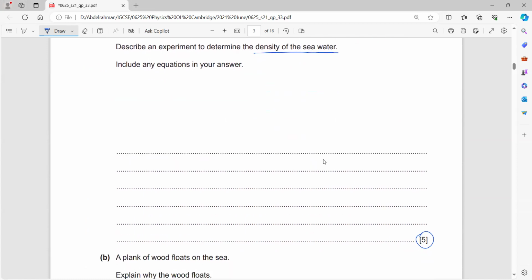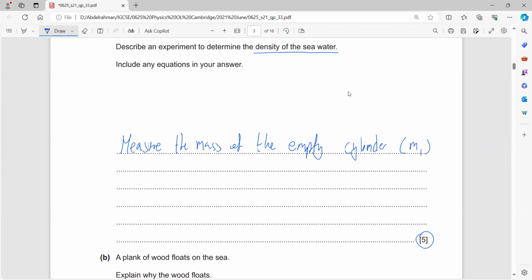What should I do? First of all, guys, the first thing I have to find is the volume of the water. Yes, true. But before that, I need to find the mass of the empty cylinder. Using the balance, I will measure the mass of the empty cylinder, and I will name it M1. This is the mass of the empty cylinder.